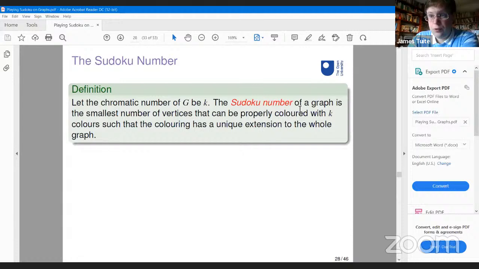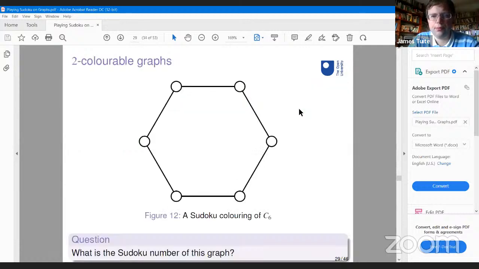Well, first of all, let me formally define the Sudoku number. So let the chromatic number of the graph be k. Now remember, by chromatic number, we mean the smallest number of colors, such that you can color in all of the vertices and neighboring vertices receive different colors. Then the Sudoku number of a graph is defined to be the smallest number of vertices you can color in with k colors, such that that coloring has a unique extension to the whole graph. Okay, just like Sudoku, smallest number of clues.